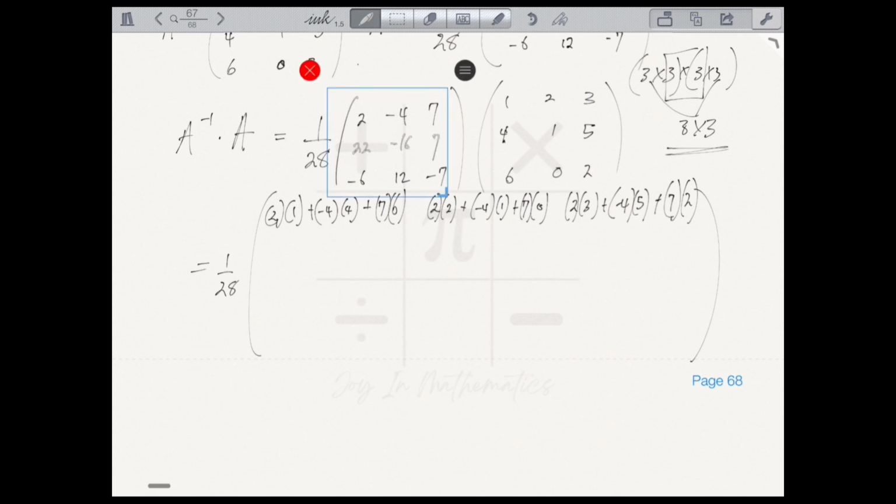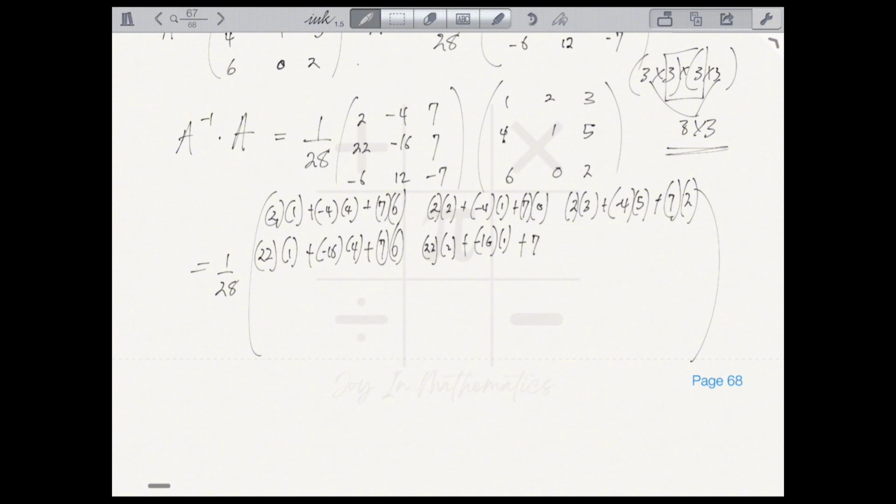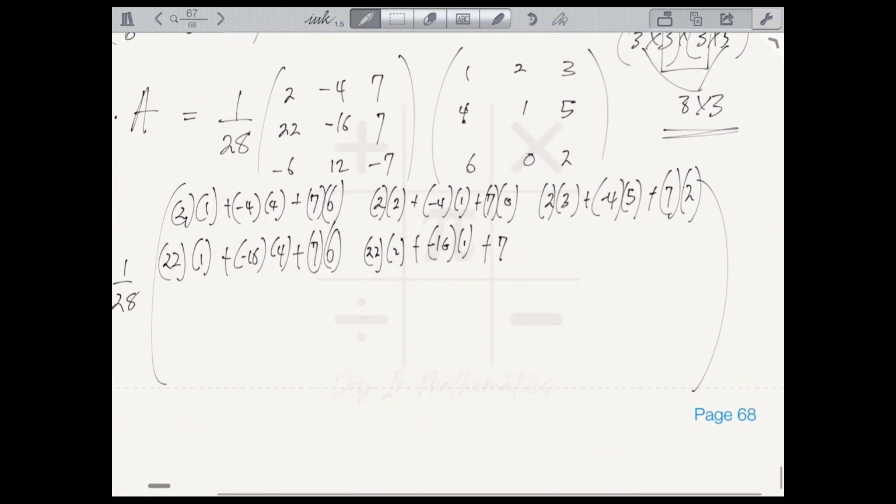Good. Now with that established, we do it for row 2. So 22 into 1 plus minus 16 into 4 plus 7 into 6. 22 again, that's for row 2 column 2, plus minus 16 into 1. Right, let's be very careful of what we write. Plus 7 into 0. And finally 22 into 3 plus minus 16 into 5 plus 7 into 2.